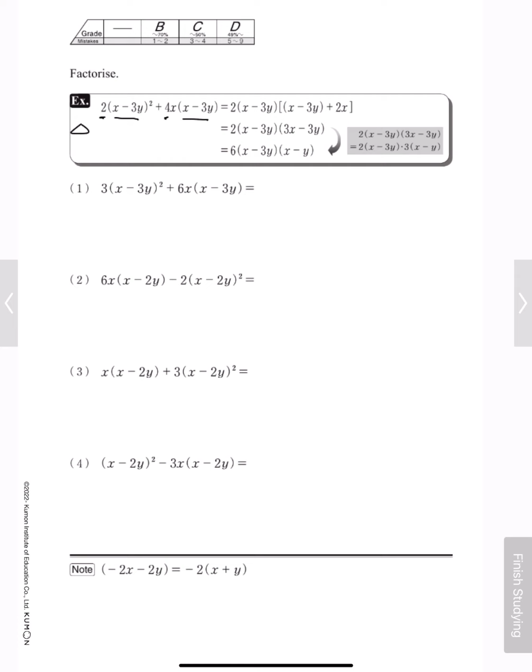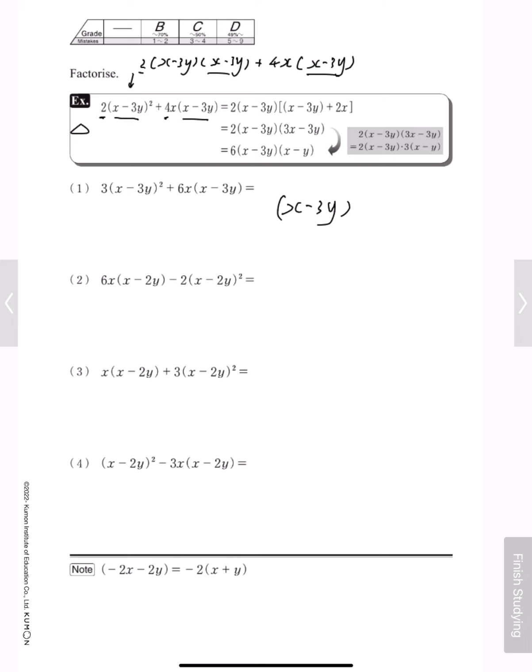To me, one of the ways I can do it is I like to break things down. When I break things down, it means I like to rewrite things. x minus 3y, x minus 3y, right? So this is the same as 2 times (x - 3y)^2 plus 4x times (x - 3y). They have x minus 3y in common. Take that out.